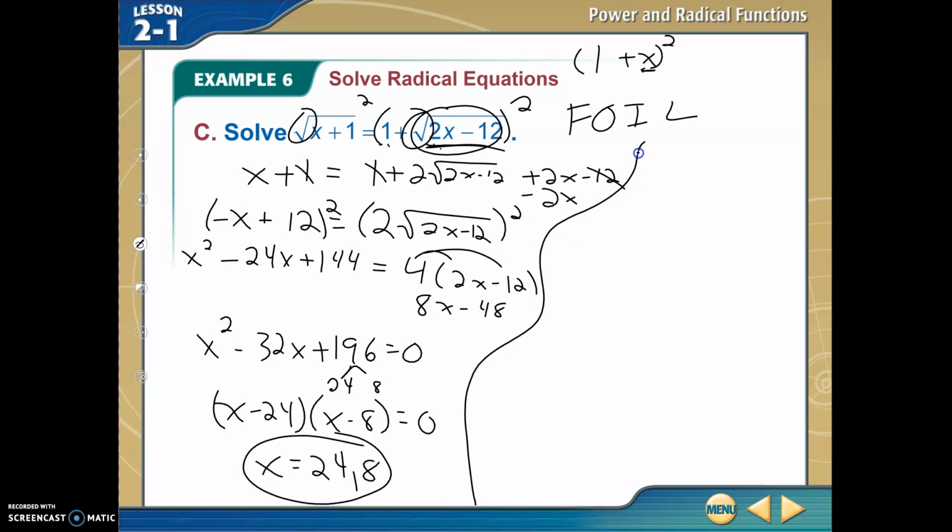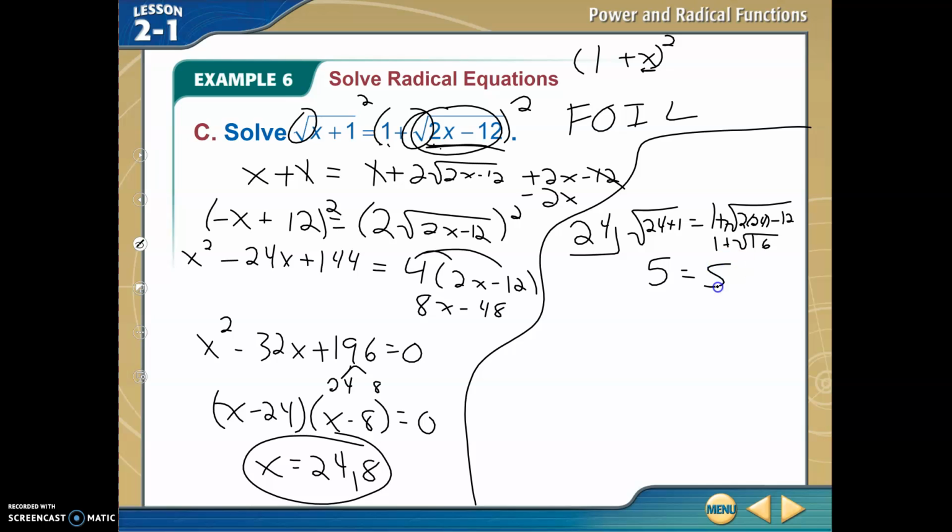So I'm going to check, just real quick, if I check 24, right, plug 24 in, square root of 24 plus 1 goes 1 plus the square root of 2 times 24 minus 12. Okay, square root of 24 plus 1 is 25, so that's 5. Okay, 2 times 24 is 48. 48 minus 12 gives me 16. So I get 1 plus the square root of 16, that'd be 1 plus 4, so that's 5, so that one checks.